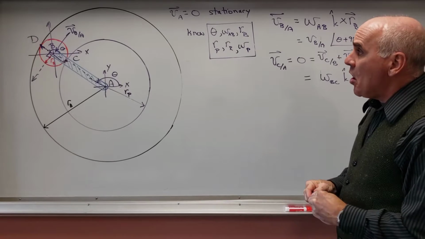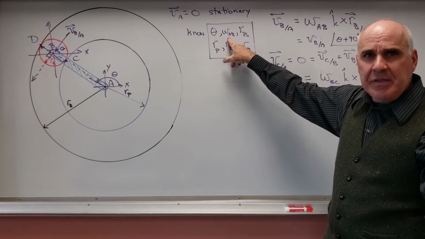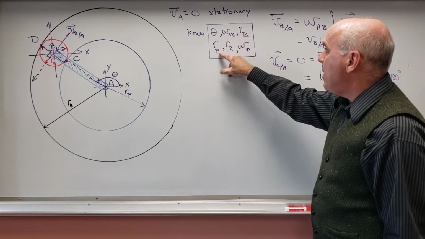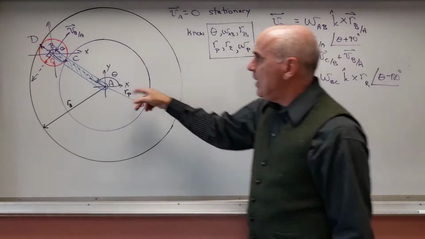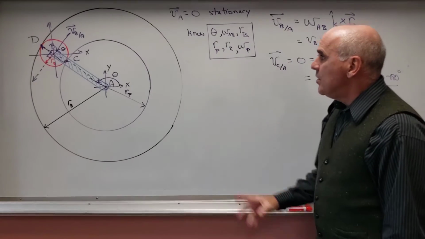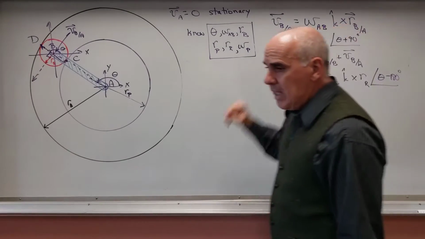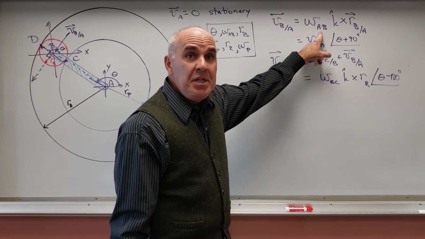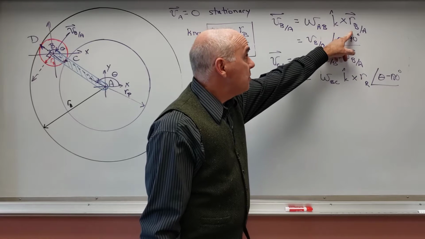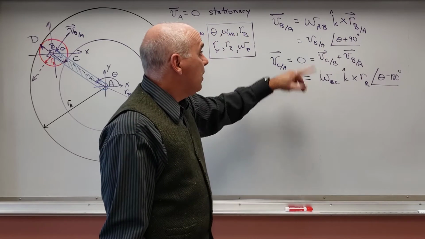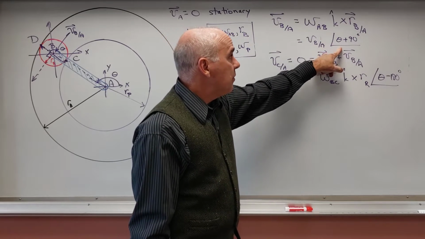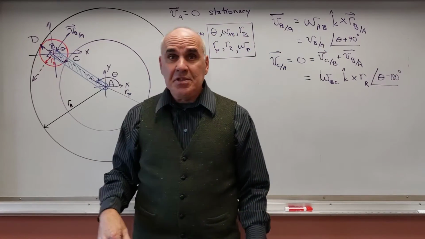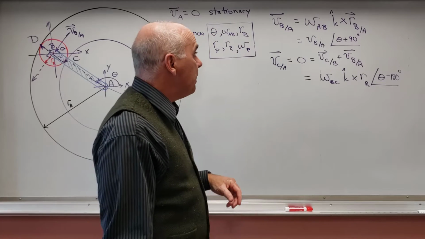But the blue bar is moving with some omega AB. We'll say that we know that. Maybe we don't, maybe we know something else, but we'll call that a known. Our radii are going to be known, and this angle theta is a known value. So previously we discovered that the velocity of B with respect to A was equal to omega AB, that's the blue bar, crossed with the position of B with respect to A. And we said that that's some speed at an angle of theta plus 90 degrees, because the velocity must be tangent to the circle, which means it's perpendicular to the radius.